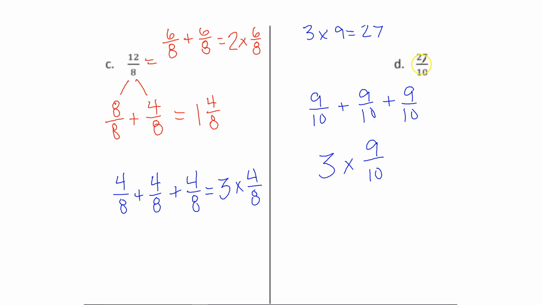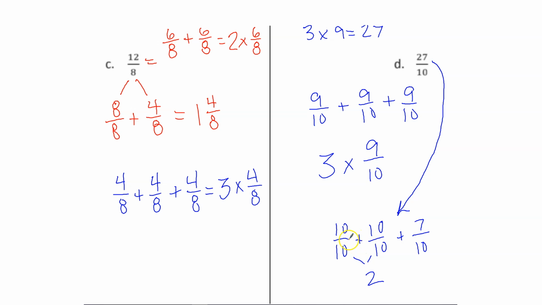All right. And if we wanted to change this improper fraction to a mixed number, we would say, well, we know that 10/10 would equal 1 whole. How many 10s do we have in 27? We can get another 10/10 for 2 wholes. And then we would have 7/10 remaining. So we could change 10/10 as 1 whole and another 10/10 as a whole plus 7/10. So 2 and 7/10. 27/10 is equal to 2 and 7/10.